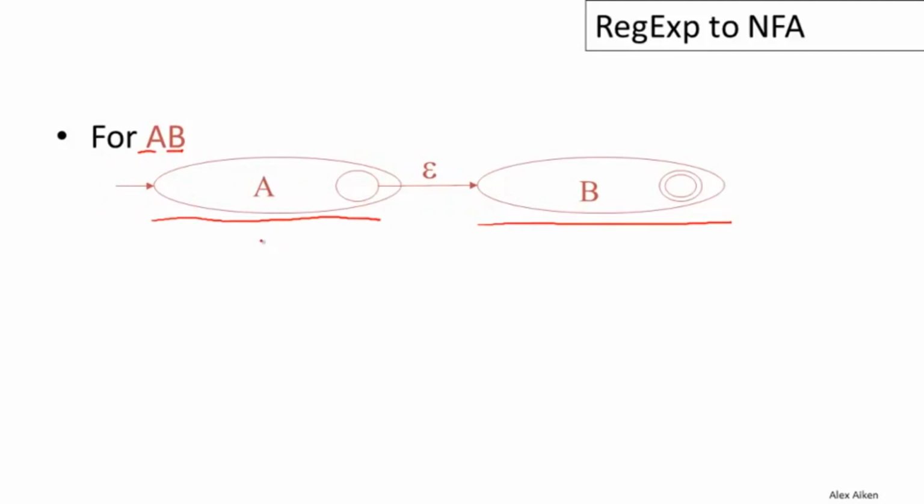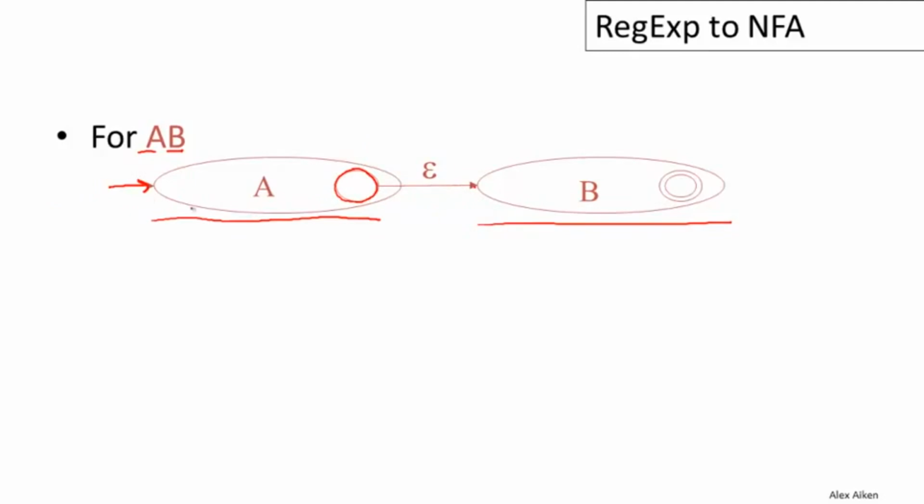And here's the construction. The start state for the compound machine will be the start state for A, so we just keep that start state for A the same. And then we modify the final state of A. So we make the final state of A no longer a final state, and I've done that here by removing the double circle on the final state of A, and we add an epsilon transition to the start state of B. Now, if you think about it, that does exactly the right thing.